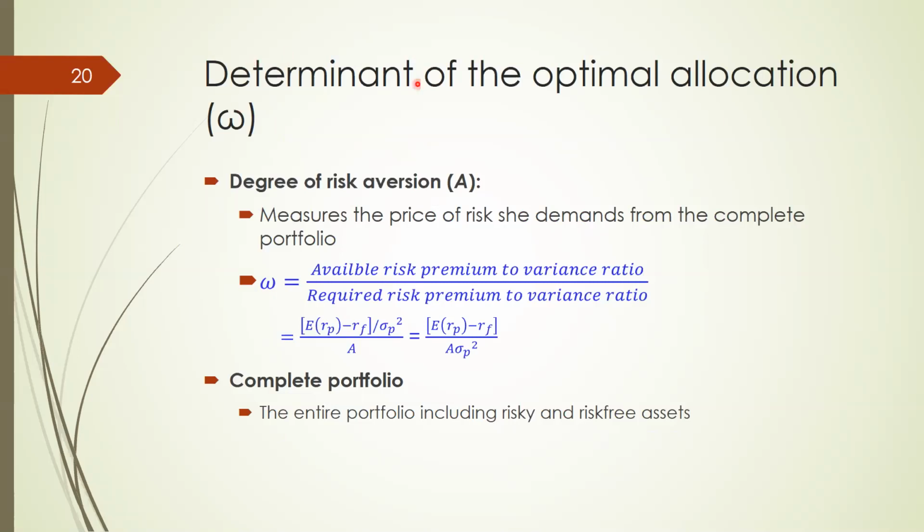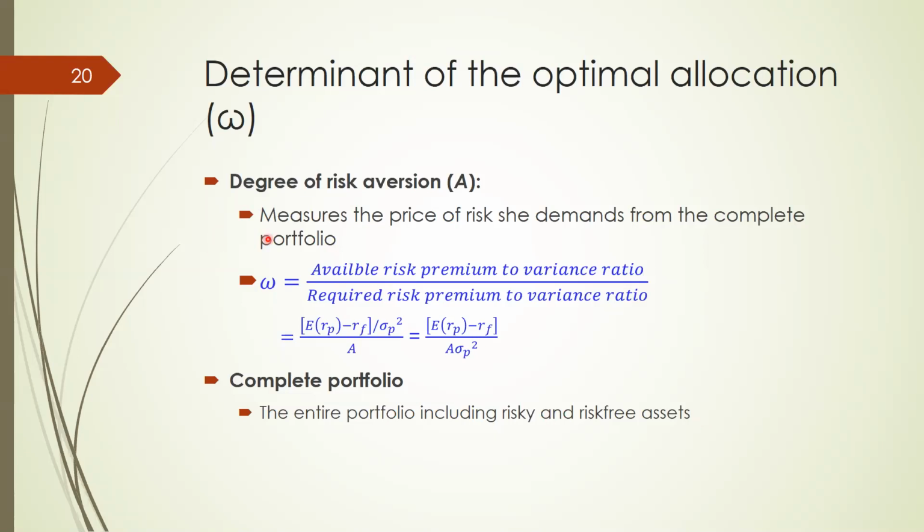But which of the allocations is optimal for a given investor? This will be determined by the degree of risk aversion of the investor, which is denoted as A. So we're going to show that the higher the risk aversion coefficient, the lower the allocation to the risky asset in the optimal portfolio. A measures the price of the risk the investor demands from the complete portfolio, and the complete portfolio C includes both the risky and the risk-free assets in the optimal combination.